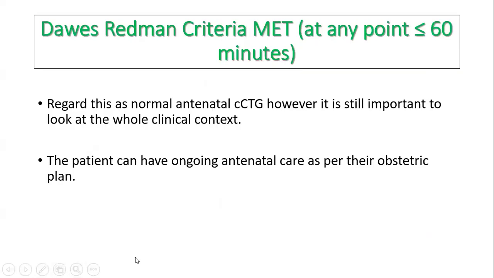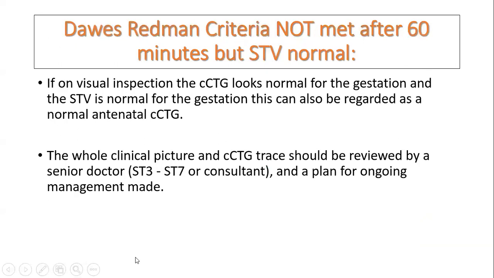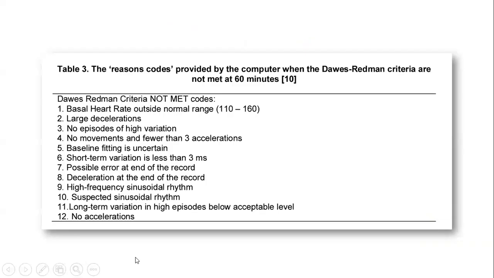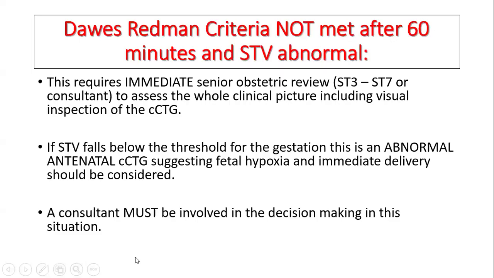So what are the 4 outputs from the Dawes-Redman? Criteria can be met, and can be met very quickly within 10 minutes. And once it's met, you look at the trace and make sure you're happy with the visual assessment of the trace, and then continue with care. Sometimes criteria is not met after 60 minutes, but the STV is normal. In that case, you need to understand why criteria has not been met and make a decision based on that. There are various reasons why criteria is not met, some of them more serious than others. These are the 12 codes for why criteria is not met. And understanding why will allow you to decide what to do next in the context of the clinical situation you find yourself in.